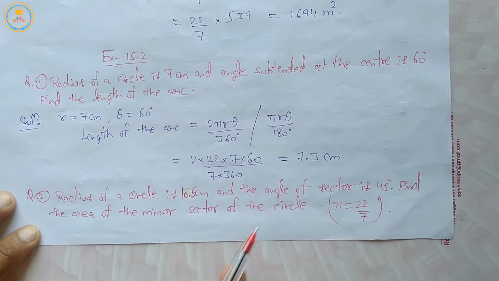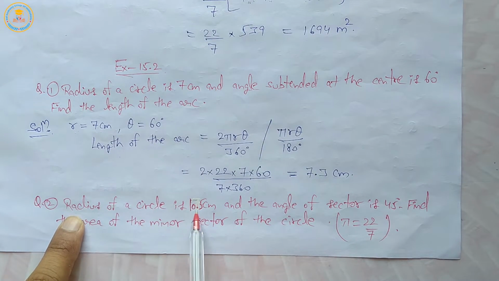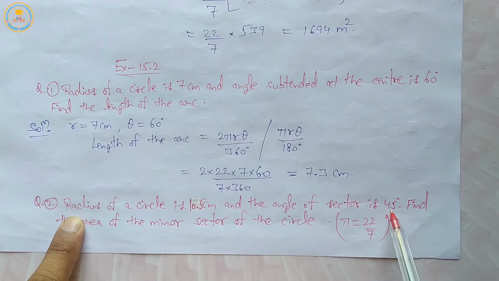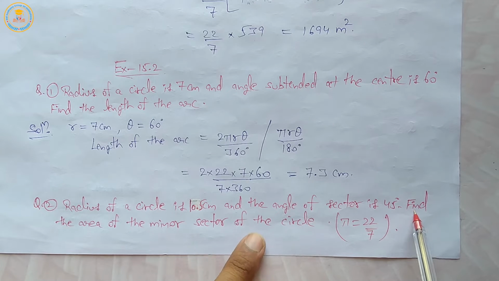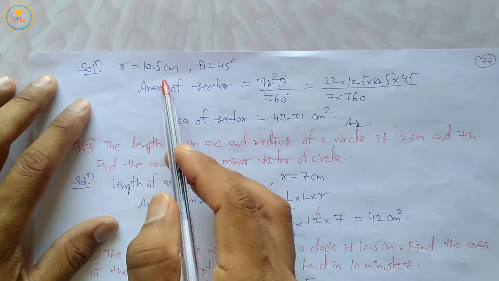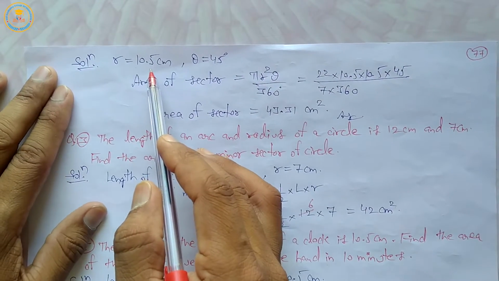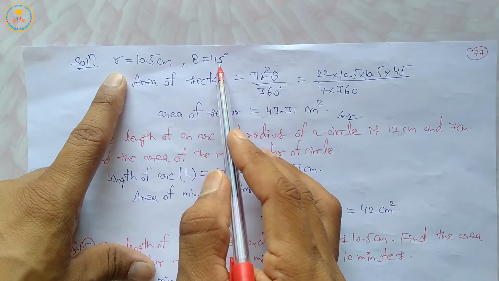Next question. Question number second. The radius of a circle is 10.5 centimeter and the angle of the sector is 45 degree. R is given 10.5 centimeter, angle theta is given 45 degree. Find the area of the minor sector of a circle. Here we use pi equal 22 upon 7. Mention the given values: r is given 10.5 centimeter, angle theta is given 45 degree.